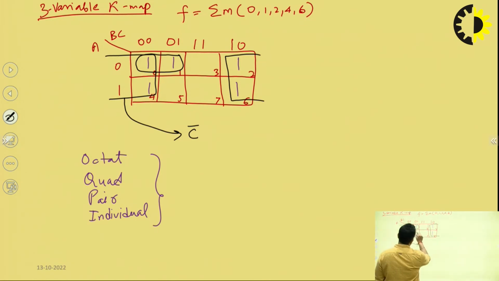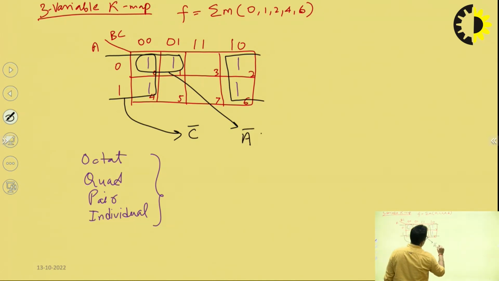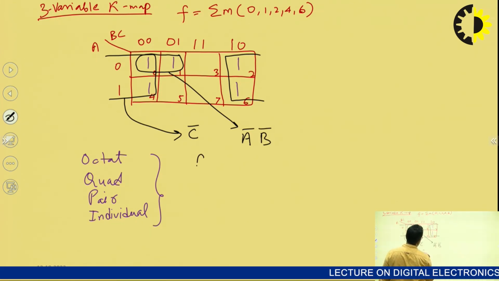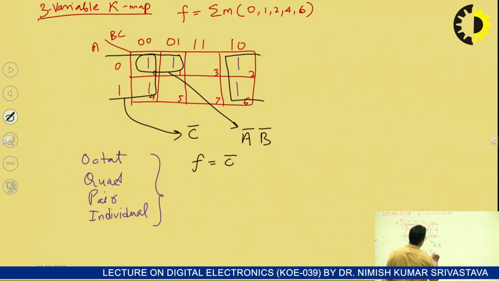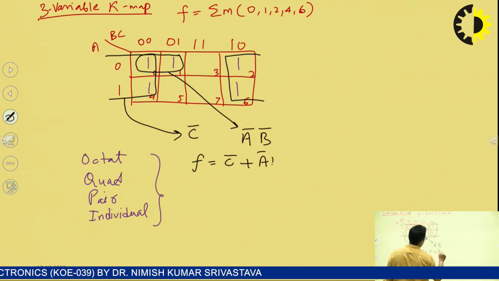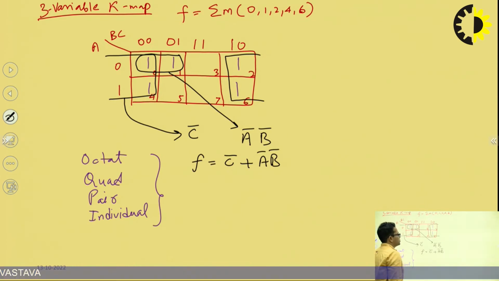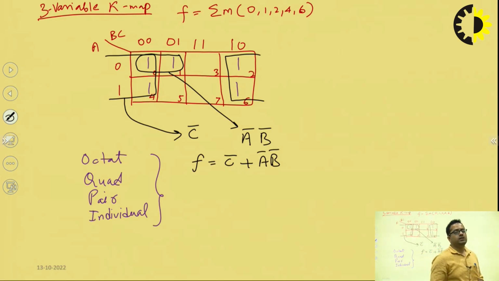Now after this, what about this combination? The common term is this row, so there will be A bar. Now what about the first and second columns? The thing that is common is B bar. So the simplified output expression will be written as F equals C bar plus A bar plus B bar. So in this way, we can write the simplified Boolean expression from the available minterms by using the 3 variable K map.